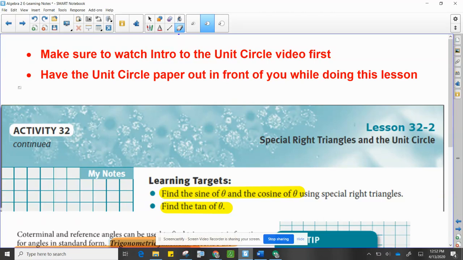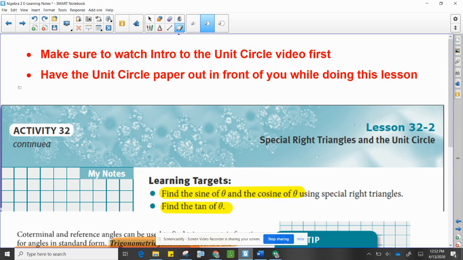All right, guys, today we're going to do lesson 32-2, special triangles in the unit circle. Before we get into this lesson, I want to make sure you watch the intro to the unit circle video first, because I'm going to be talking about the unit circle, and we're going to be using the values on the unit circle, so it's going to be confusing if you haven't watched that video where I'm getting these numbers from. The other thing is if you could print the unit circle that I attached on Google Classroom and have it out in front of you, it's going to make it a lot easier for you.